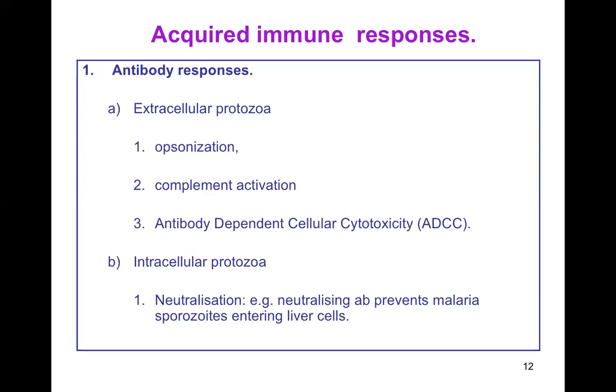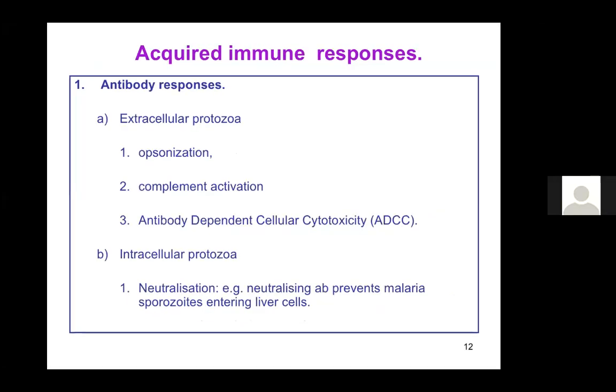So antibodies being produced against extracellular protozoa will opsonize, which means attaching to the epitope of that parasite, then activating the complement. But the antibody can also induce antibody-dependent cell-mediated cytotoxicity. In this case, the cytotoxic cell which will come in handy is the natural killer cell, not the cytotoxic T cell.